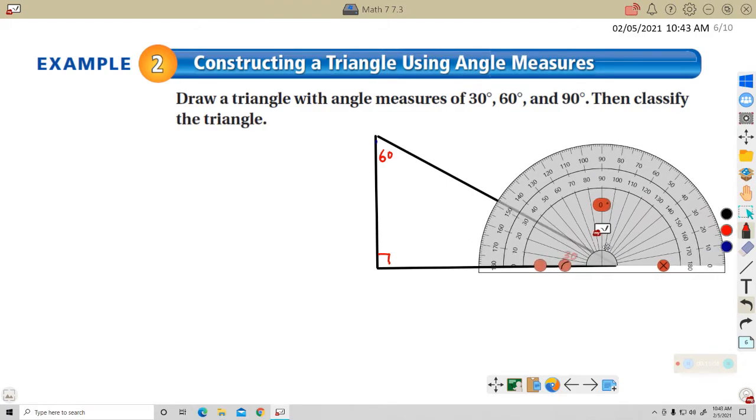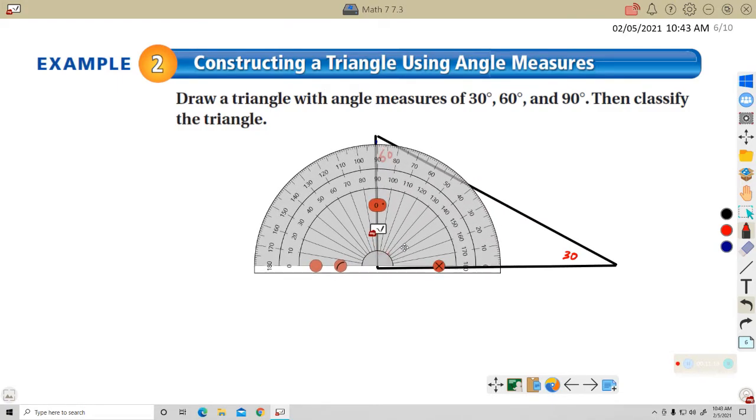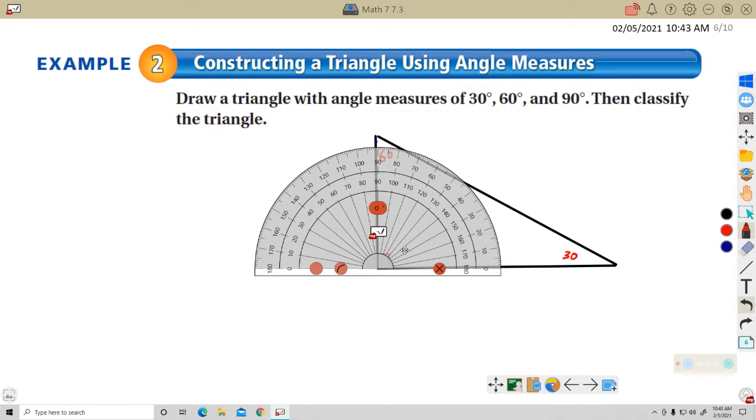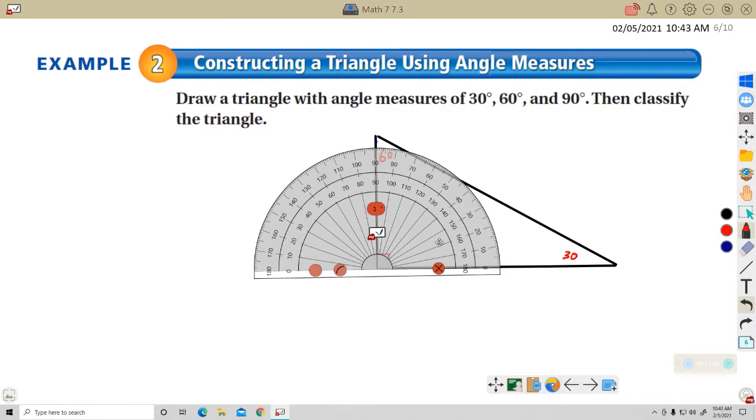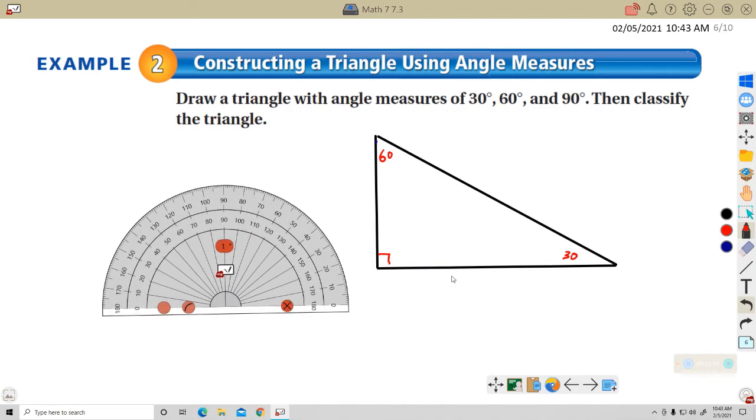This one's at 150. Is this not at 90? Let's see. So this looks to be at 90. Again, the 60 looks to be a little bit off, but it's so hard drawing it this way using these tools. But this is 30, 60, 90. So I did the 90 first. I put the 30 in, and it's going to leave the other one to be at 60.